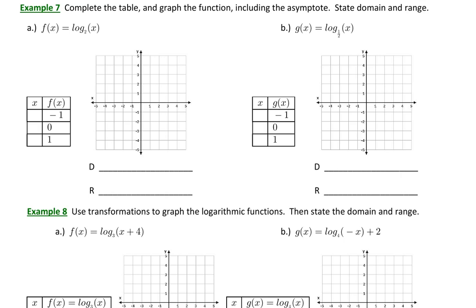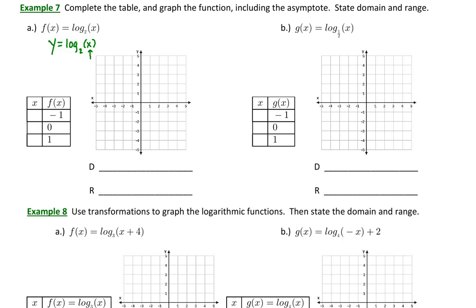So we want to graph the function log base 2 of x. I'm going to rewrite it: y equals log base 2 of x. Now, it's much more convenient to choose y values than x values. If we choose x values like 1, 2, 3, log base 2 of 3, log base 2 of 5, those are going to come out to be decimal values.